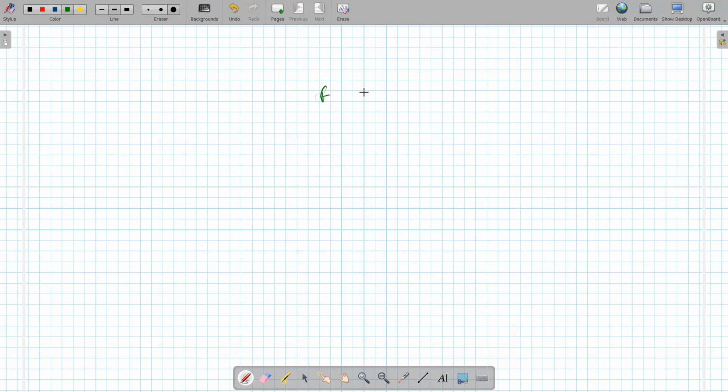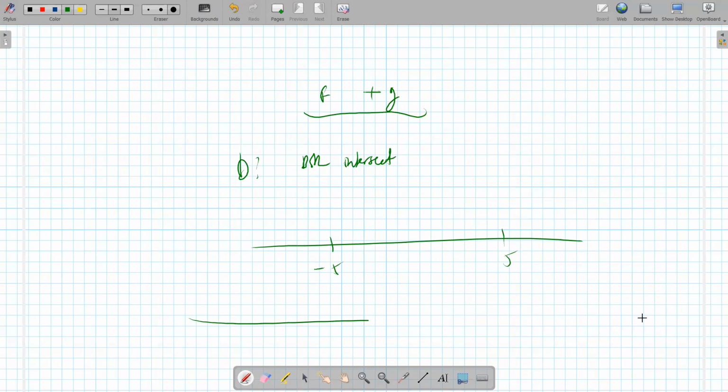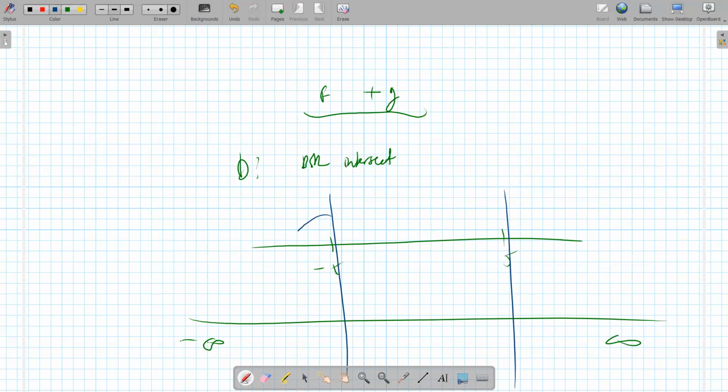So whenever you're adding two different functions, the domain of the final function is going to be where they both intersect. That's the idea. Like in the first example that we did, negative 5 to 5, whatever it was, and we went from negative infinity to positive infinity, their intersection is this bit right here. So that would be the domain, which ended up being the lower of the two. But you've got to look for where they intersect.